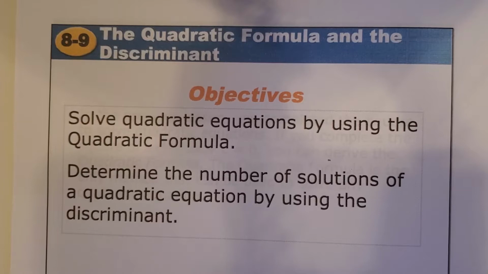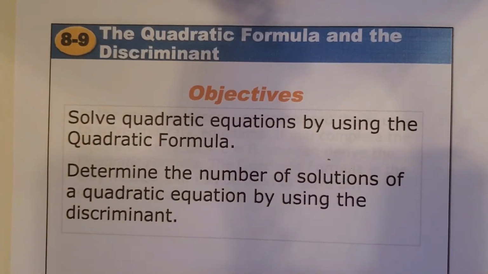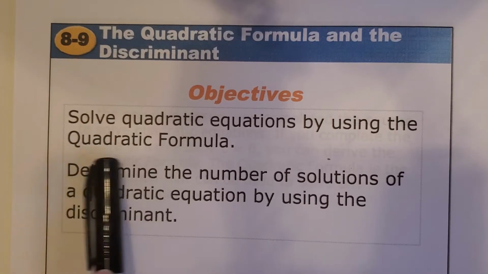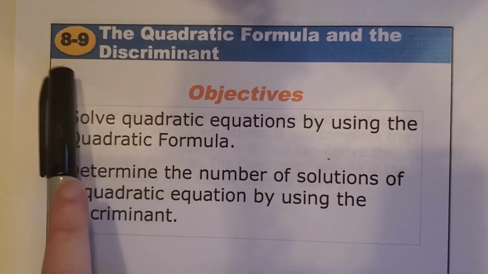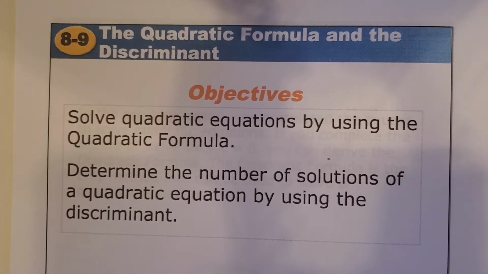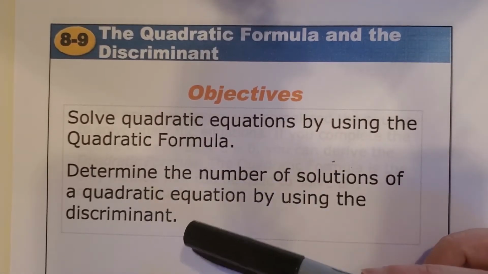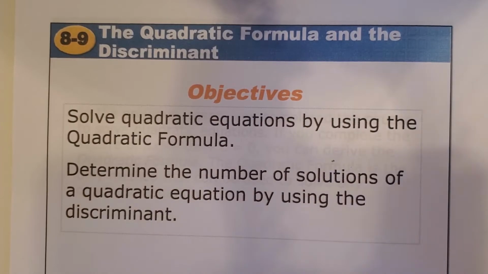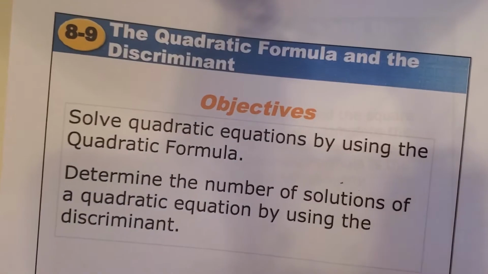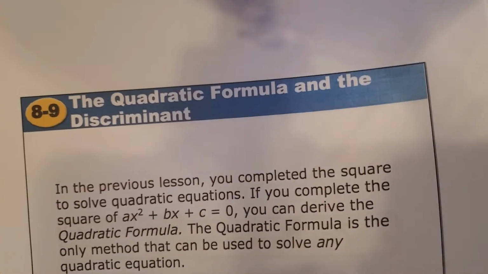There's one more method to solving these quadratic equations, and that is the quadratic formula. This is coming from section 8.9 in the textbook, and we are going to talk about the entire section. So we're not only going to talk about the quadratic formula, but we're going to talk about this thing called the discriminant. I'm sure none of these words make any sense to you right now.